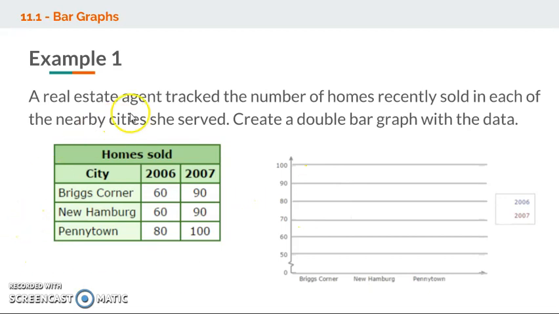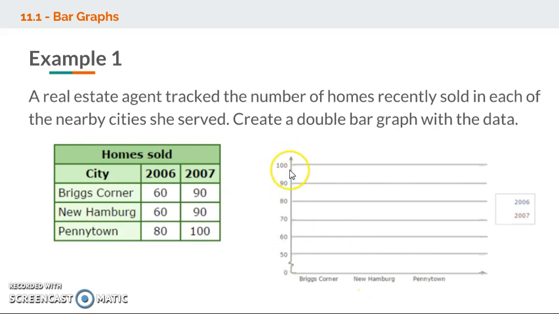All right, so a real estate agent tracked the number of homes that were recently sold in each of the nearby cities that she served. I want to create a double bar graph with the data that she has tracked. So here we have what city? Briggs Corner, New Hamburg, and Pennytown. Then she tracked in 2006 how many homes were sold, and then in 2007. So on the bottom here, you will see that we put the cities, Briggs Corner, New Hamburg, Pennytown.